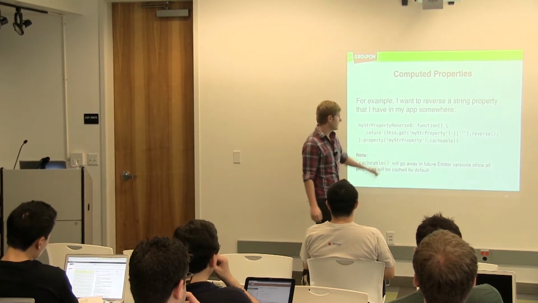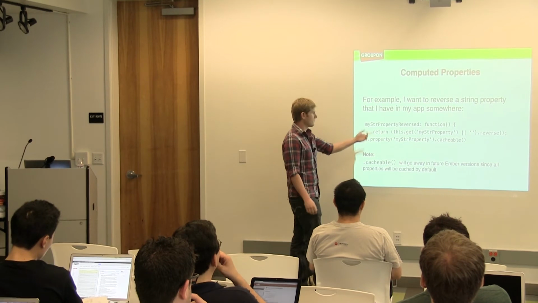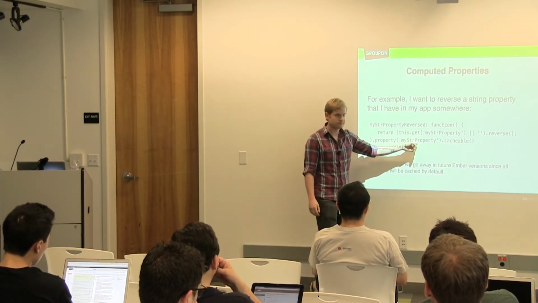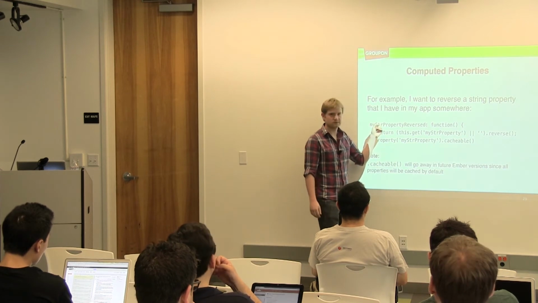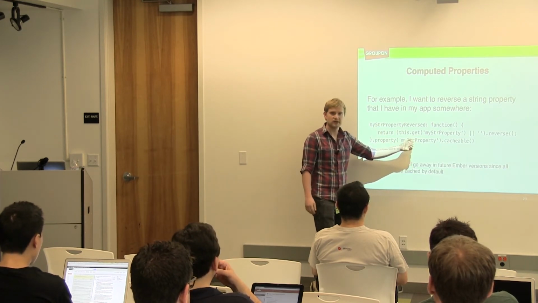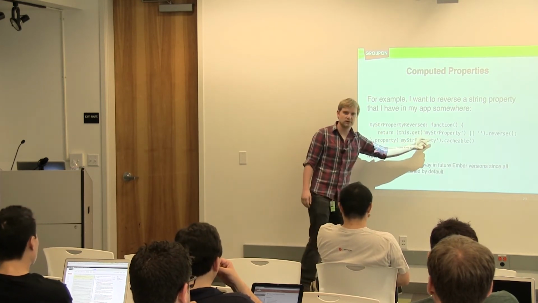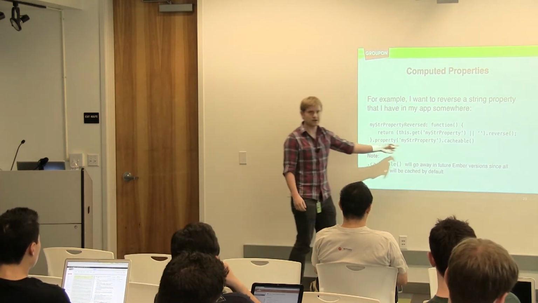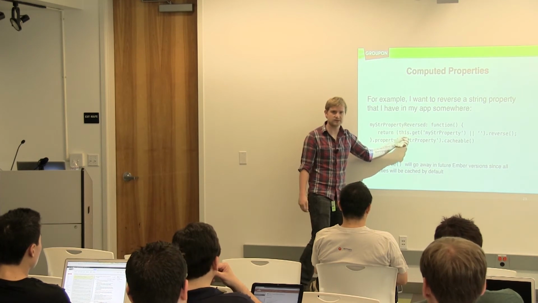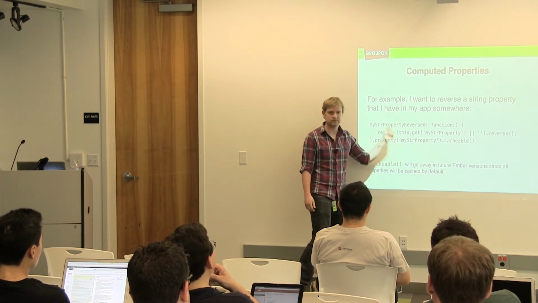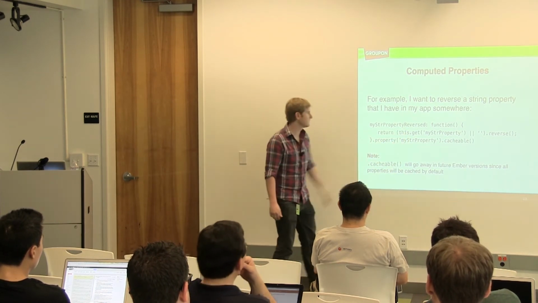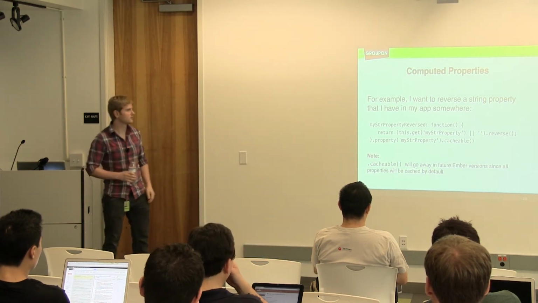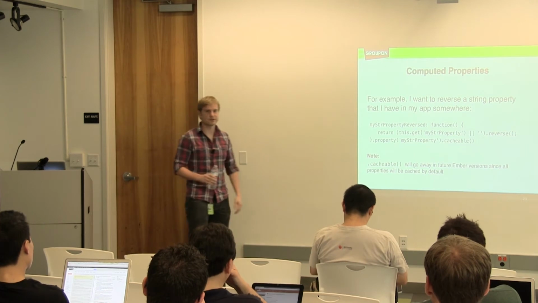My string property, and I'm going to reverse it. So basically, when this changes, this function will invalidate and actually run this again. If this doesn't change and I call this function 1,000 times, the first time it'll run it, every single time after that it'll actually just pull the computed property without actually having to run this function.